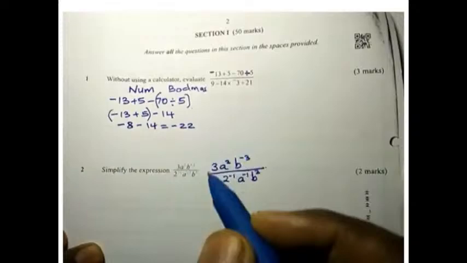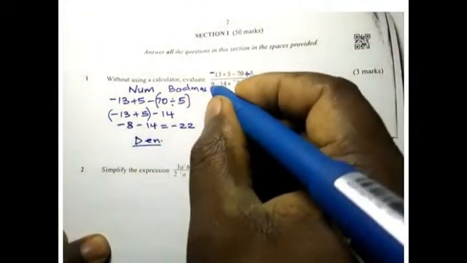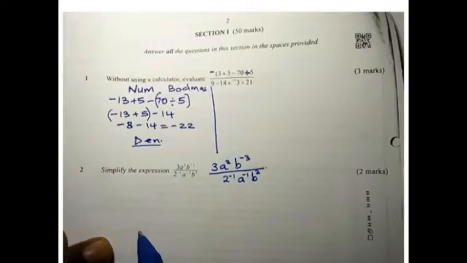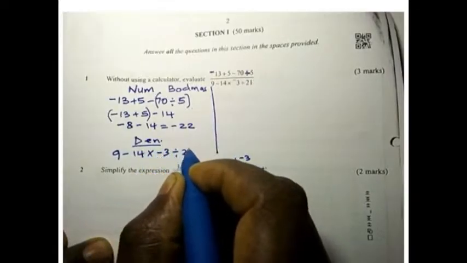So we are going to add this and this one first, which will give us negative 8 minus 14. And this one will give us negative 22. So the numerator is negative 22. Then we come to the denominator. The denominator, we have 9 minus 14 times negative 3 divided by 21.